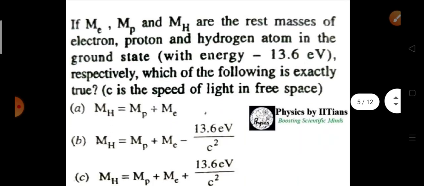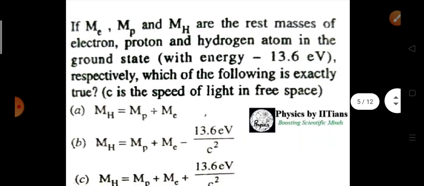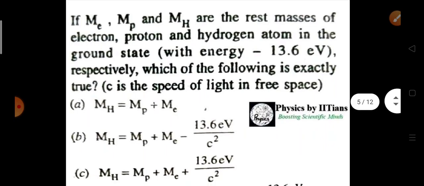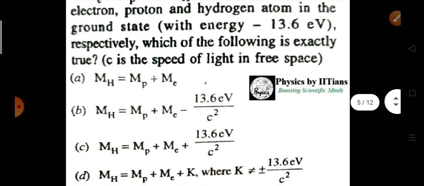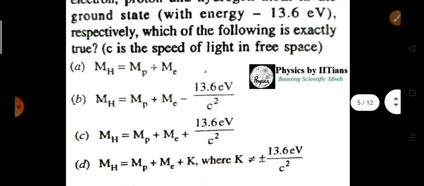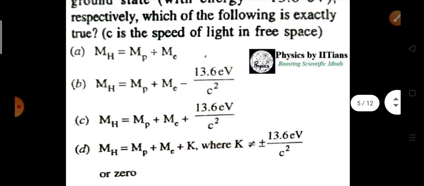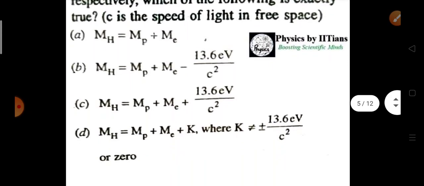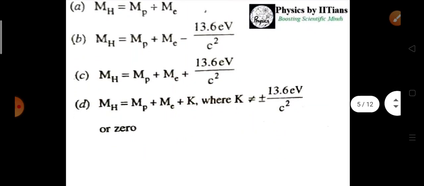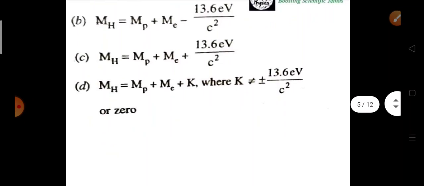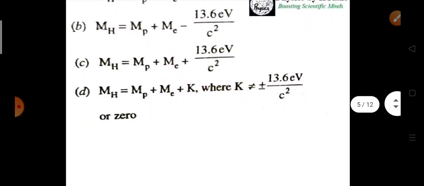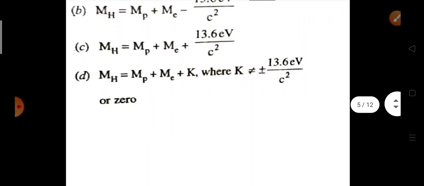Now let's come to the next question. If Me, Mp, Mh are rest masses of electron, proton and hydrogen atom in the ground state with energy minus 13.6 electron volt respectively, which of the following is exactly true? That is Mh equals Mp plus Me; Mh equals Mp plus Me minus 13.6 electron volt by c square; Mh equals Mp plus Me plus 13.6 eV by c square; Mh equals Mp plus Me plus K, where K is not equal to plus minus 13.6 electron volt by c square or 0.